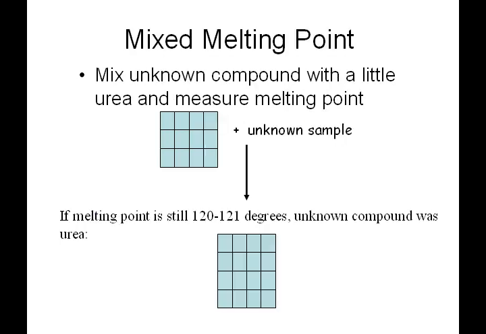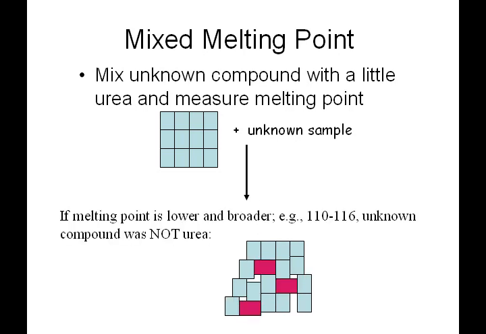So if you mix urea and you run your melting point and you still get a range of 120 to 121, guess what? Your sample's urea. But if you get a range of 110 to 116, your sample is probably not urea.